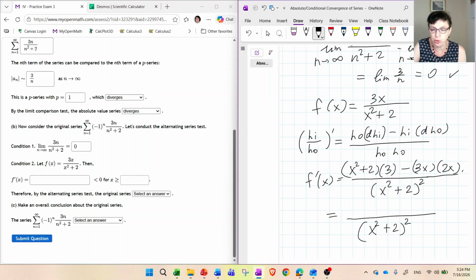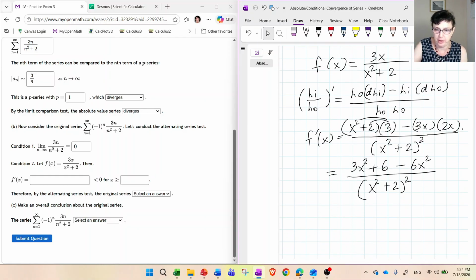So what should you do? Well, you have to simplify this. So we're going to go ahead and distribute this. This is going to be 3x squared plus 6 minus 6x squared. Continue simplifying this. So this is going to still stay x squared plus 2 squared on the bottom. On the top, I need to combine like terms. So 3x squared minus 6x squared. That is negative 3x squared plus 6.